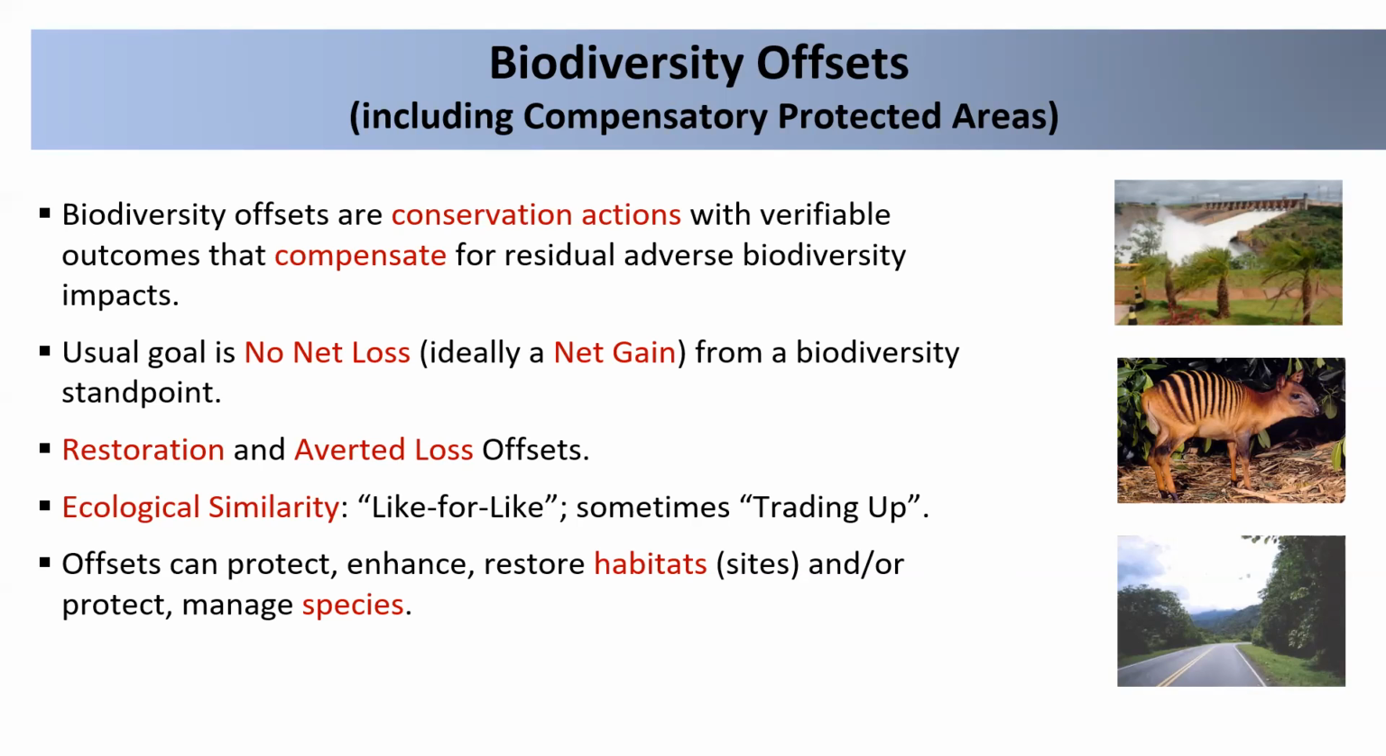So the next term here that we have is ecological similarity. When we try to do the net gain or no net loss, we talk about ecological similarity, like for like, or sometimes trading up. When we say like for like, it means that in most cases, biodiversity offsets should be designed to conserve the same biodiversity values that are being affected by the project. So it's so-called in-kind offset.